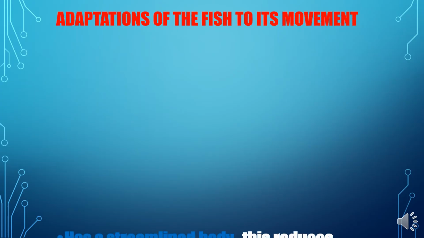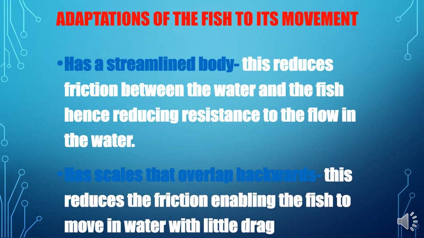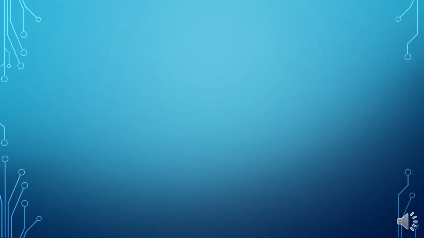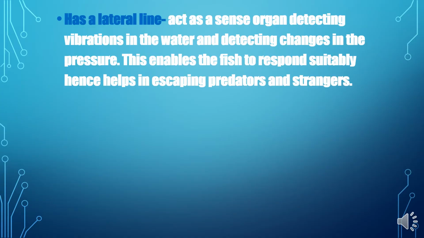Adaptation of the fish to its movement. It has a streamlined body. This reduces friction between the water and the fish, hence reducing resistance to flow in the water. It has scales that overlap backwards. This reduces the friction, enabling the fish to move in water with little drag. It has a lateral line, which acts as a sense organ detecting vibration in the water and changes in pressure. This enables the fish to respond suitably, hence helps in escaping predators and strangers.